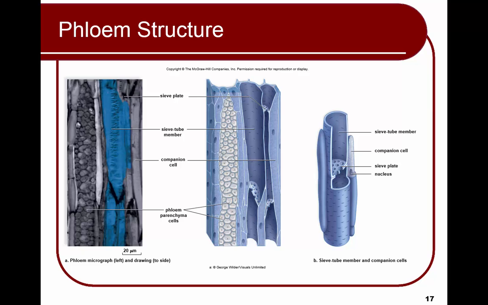And this is what phloem looks like. You see up there the sieve plate at the top and how it's perforated. And then you've got the sieve tube member with a companion cell next to it.